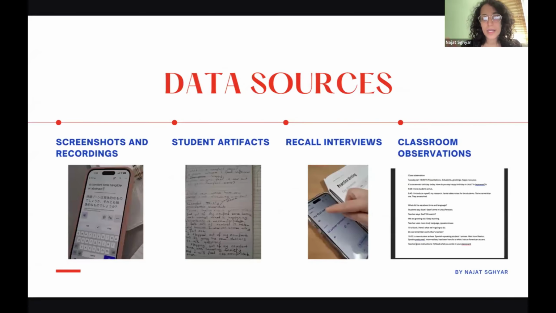Now, I didn't want my data to be only based on surveys, but to actually see what works in the classroom. So first I took pictures and recorded videos of the students using their phones. And then I took also pictures of the students' artifacts, basically how they applied the AI use to their work in the classroom. Sometimes I would ask them for a recall interview to ask them questions why they specifically used that or that tool. And I also used my classroom observations, some surveys about the students' background, and interviews with teachers as well.